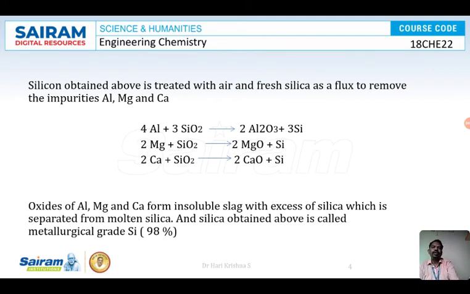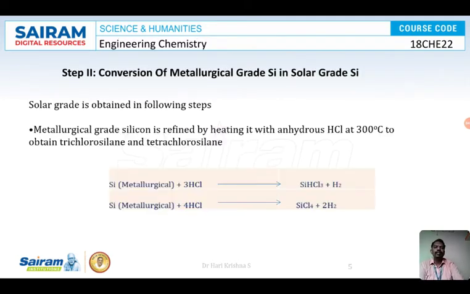The silicon thus obtained will be in the liquid or molten state, and that molten silicon is called metallurgical grade silicon. It is 98% pure. From this, we are going to manufacture our solar grade silicon. So how to synthesize this solar grade silicon, we'll see. The metallurgical grade silicon thus obtained, we are going to heat with dry HCl at 300 degrees Celsius.